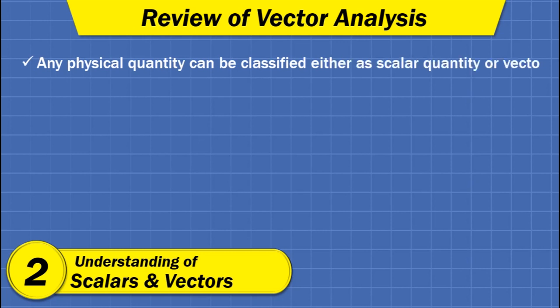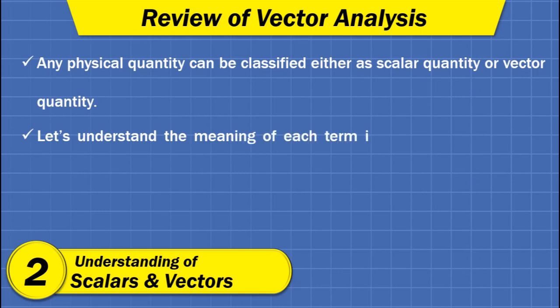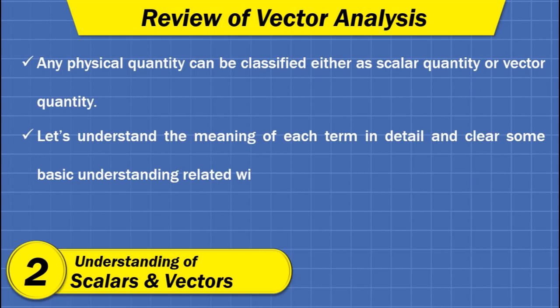So the second topic is understanding of scalars and vectors. Now any physical quantity can be classified either as a scalar quantity or a vector quantity. Let's understand the meaning of each term in detail and clear some basic understanding about scalars and vectors.